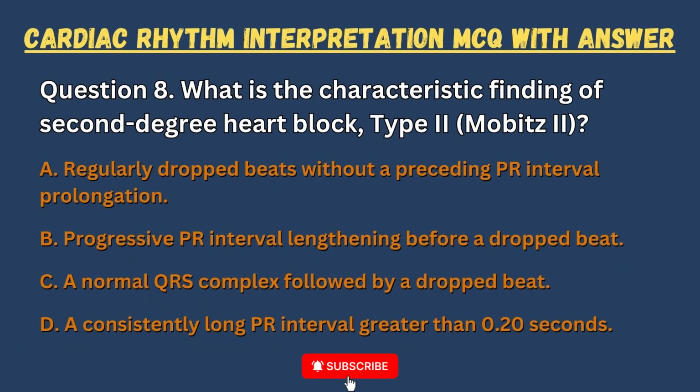Question 8. What is the characteristic finding of second-degree heart block, type 2, Mobitz 2? A. Regularly dropped beats without a preceding PR interval prolongation. B. Progressive PR interval lengthening before a dropped beat. C. A normal QRS complex followed by a dropped beat. D. A consistently long PR interval greater than 0.20 seconds.